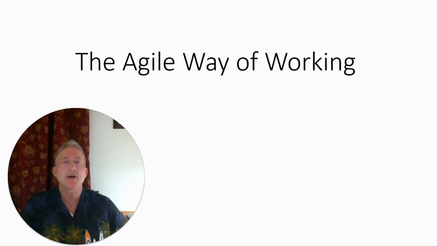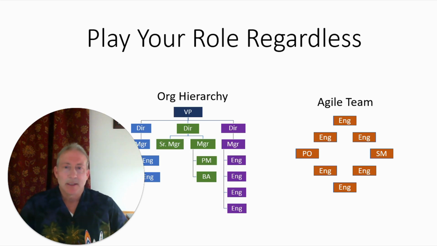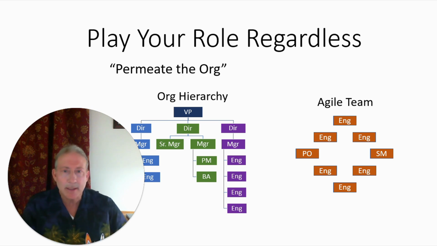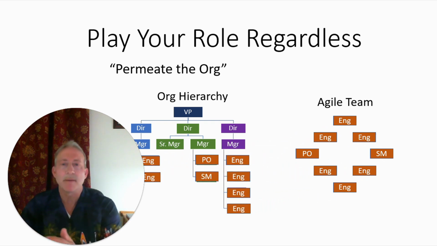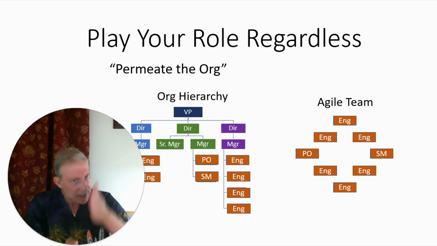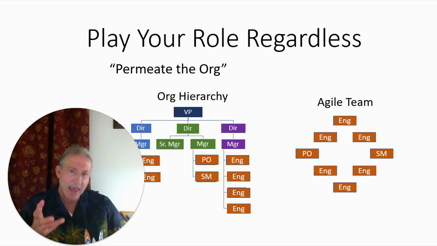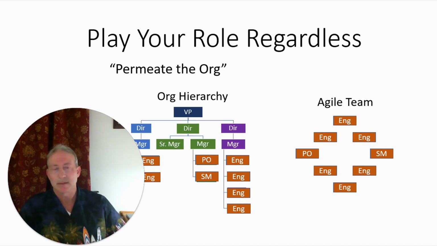So, can't these go together? Glad you asked. Let's talk about the agile way of working. So, the idea is to play your role regardless, permeate the org. So, for example, we have the org hierarchy again, the agile team. If these people on the agile team are embedded throughout the org hierarchy, not just a given line org, but across all orgs in the hierarchy, then pretty soon every group, every vertical is going to have agile folks within it. So you're going to have an agile way of working throughout your org. That's the idea.